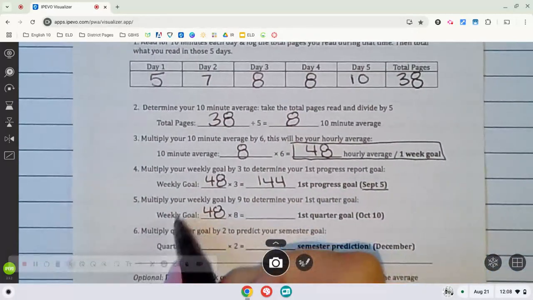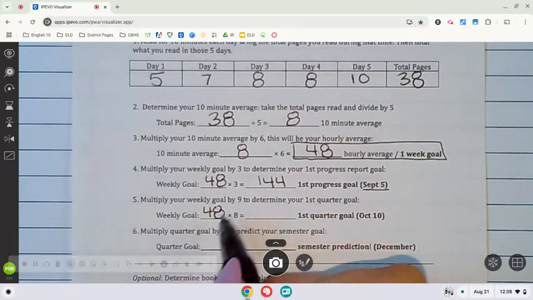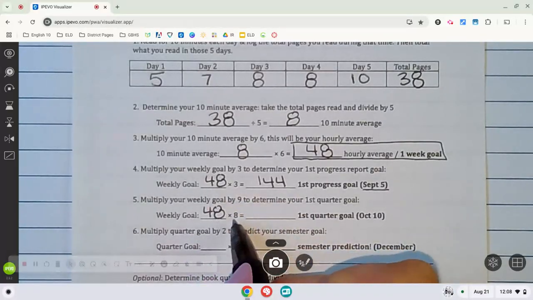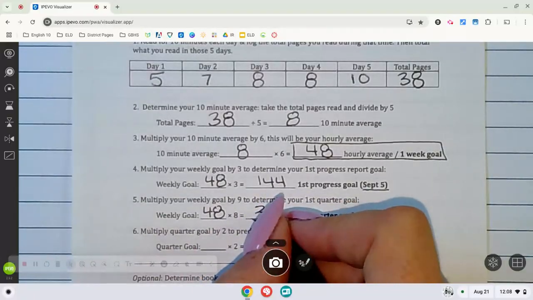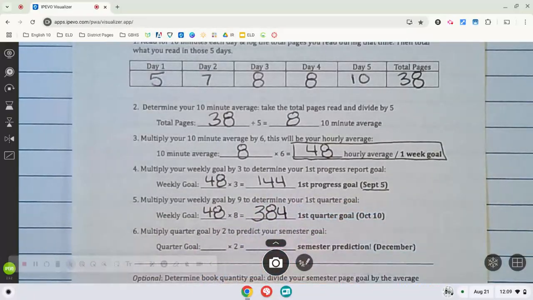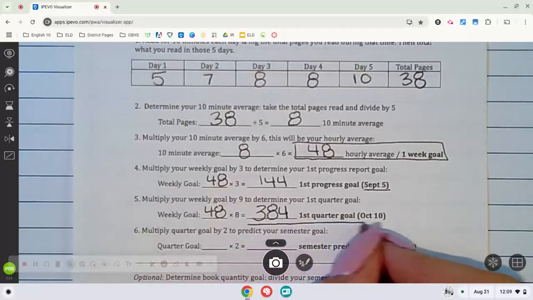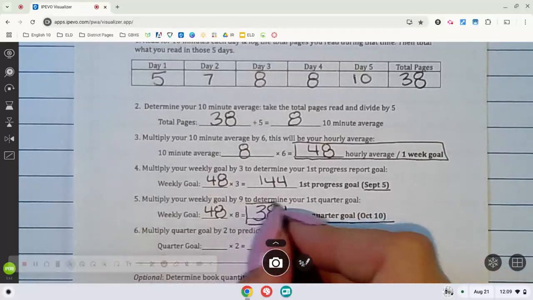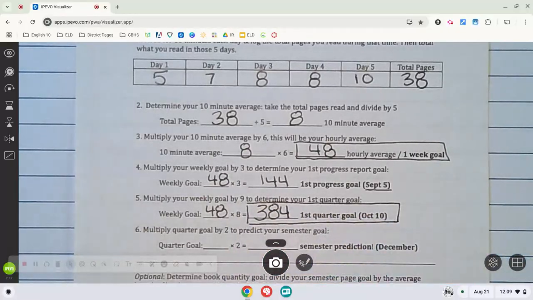Okay. Now I'm going to look at my first quarter goal. We're going to multiply it by 8 because in the first quarter, there are 8 weeks that we are reading. So we can't double it. We have to just take the weekly average and multiply it by 8. So now I've got 384 as my first quarter goal, which is going to be October 10th. So by October 10th, I should have read at least 384 pages.